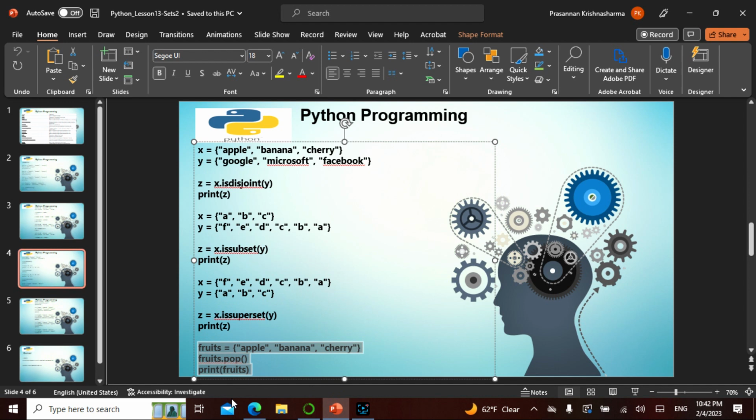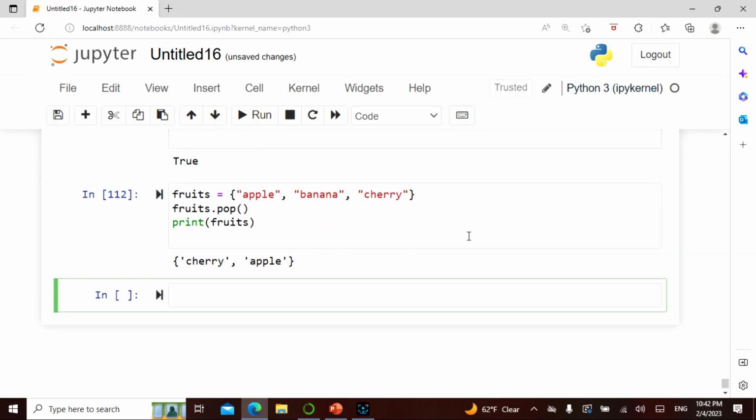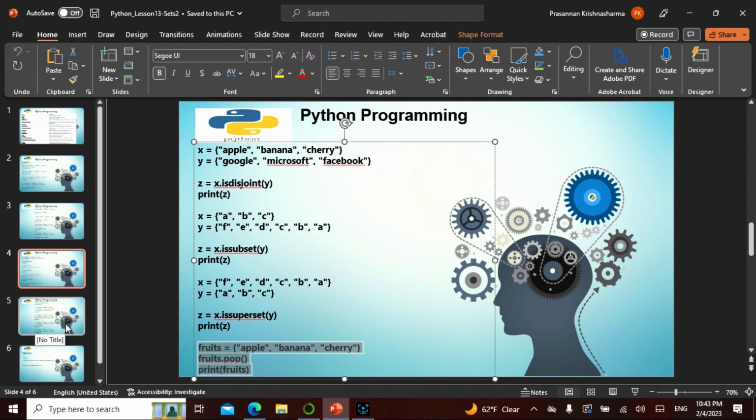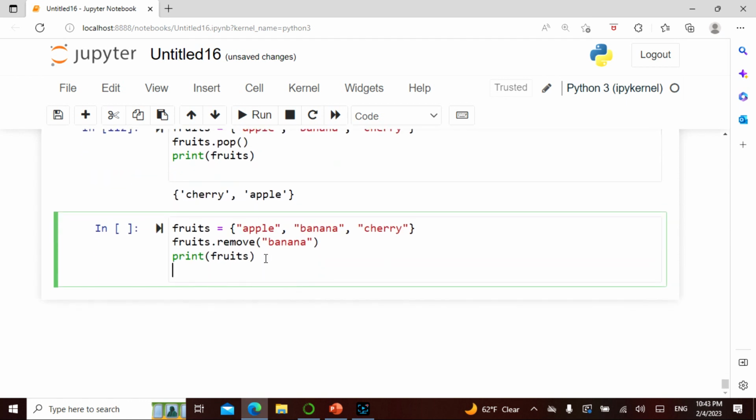Now I can pop my fruits. Just pop. So basically the banana always goes out because 0, 1. I have cherry and apple. Now I can remove my fruits. Banana.